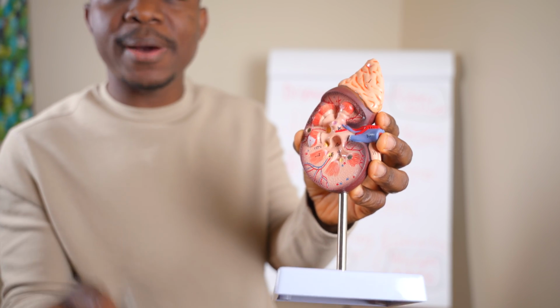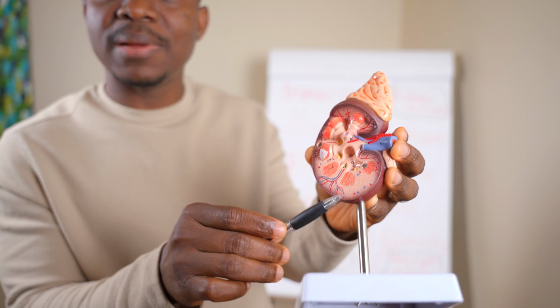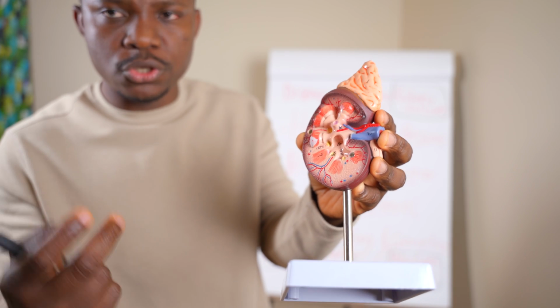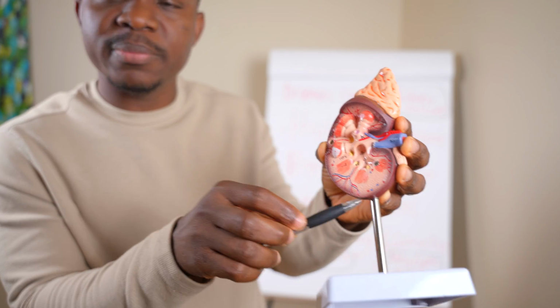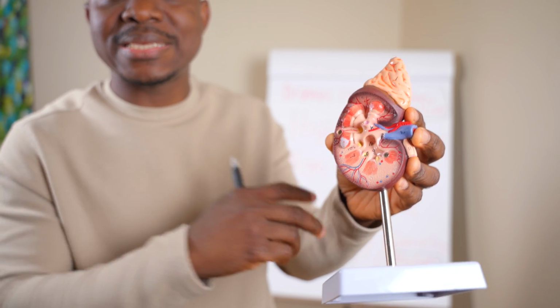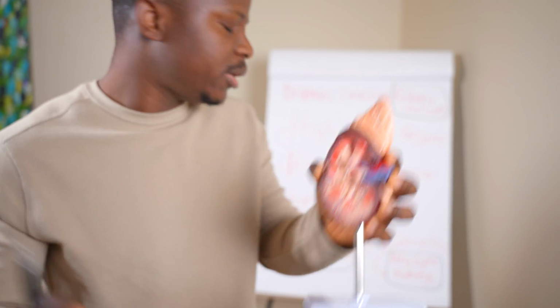And just like any other part of the body, if there is reduced blood supply, which means there is reduced oxygen supply and reduced nutrient supply, that part of the body begins to die, and that is not peculiar to the kidney. It is the same as any other part of the body.